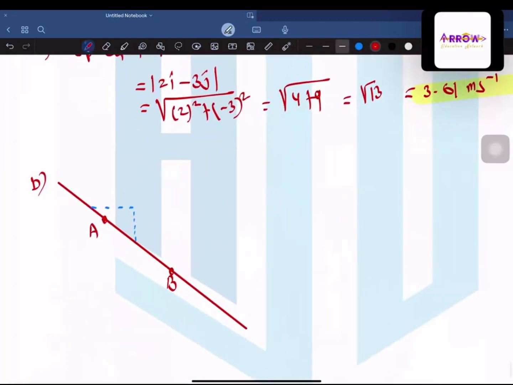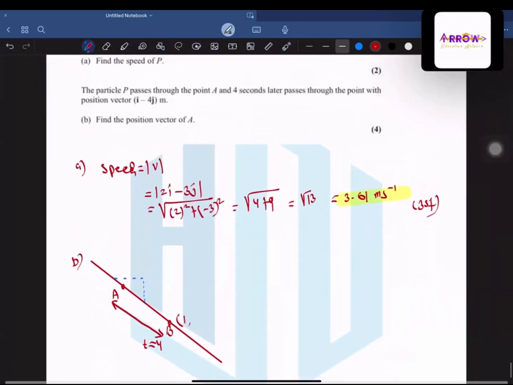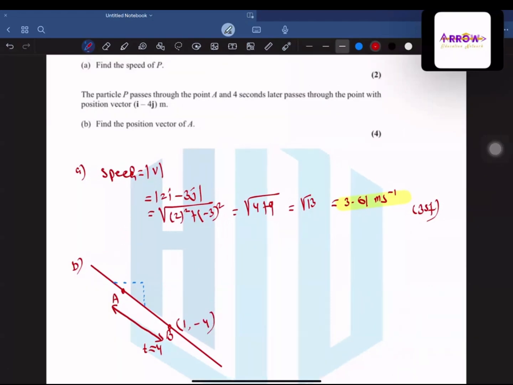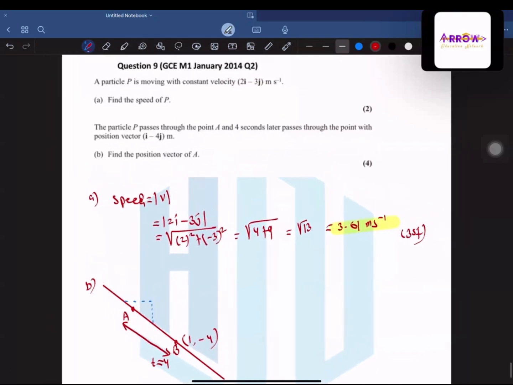So if you start your journey from A, let's suppose at point A t is equal to 0. So we are talking about these 4 seconds. At t equals 4, we are at the point i minus 4j, meaning we are at the point 1 comma minus 4. This is what's going on in the question. We need to find the position vector of point A, and we are considering the journey from A to B.